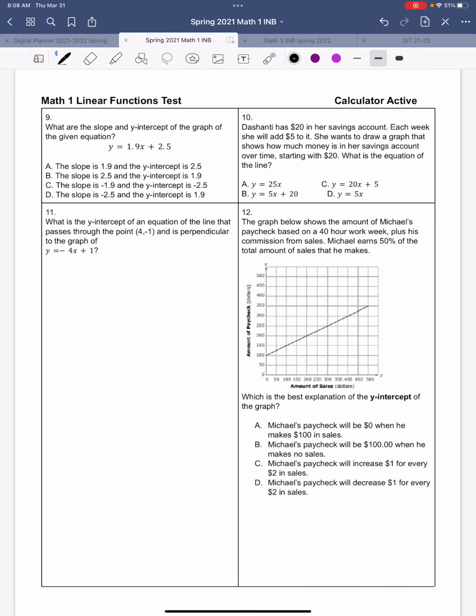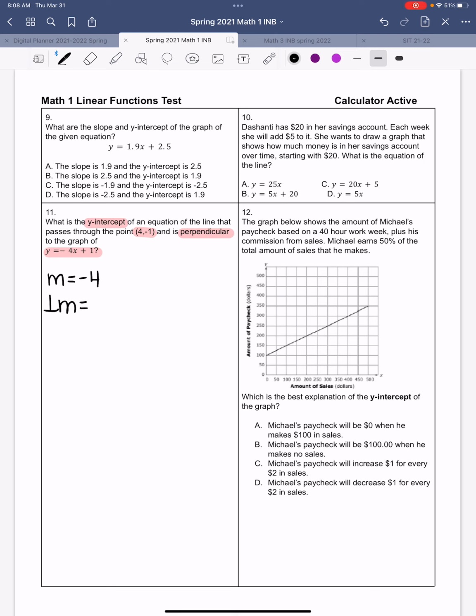All right, number 11. What is the y-intercept of an equation of the line that passes through this point and is perpendicular to this equation? So we're looking for the y-intercept. So the first thing we're going to do is identify the original slope. So the original slope is -4. Now we need the perpendicular slope.